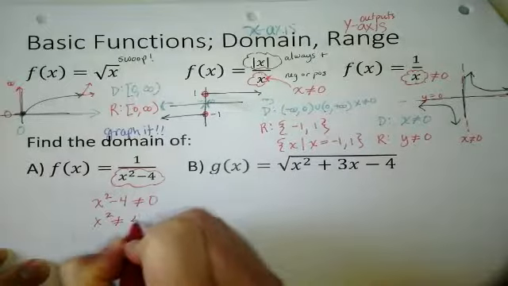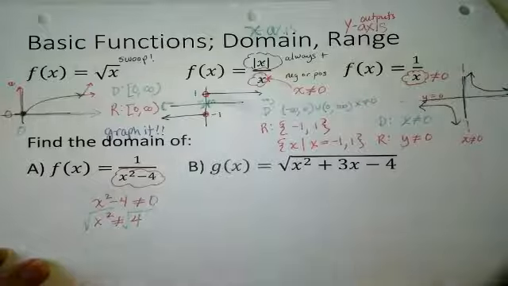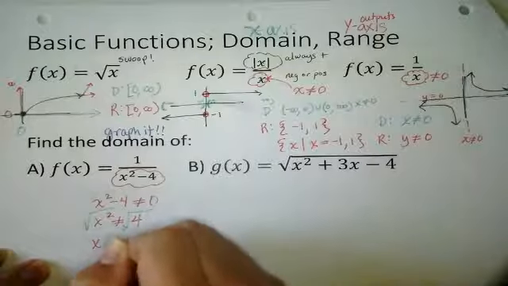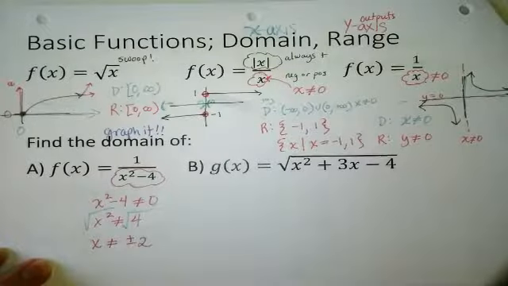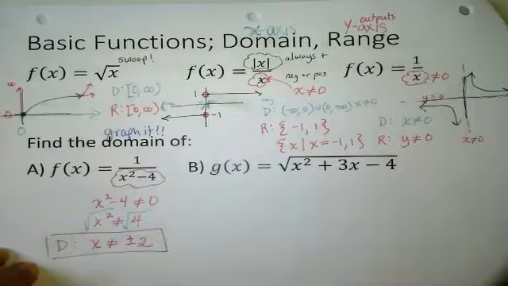X squared cannot equal 4. And then I can go ahead and take a square root of both sides. Don't forget the plus or minus. So x cannot equal plus or minus 2. That is the domain for this function.